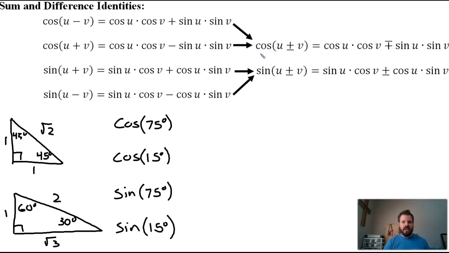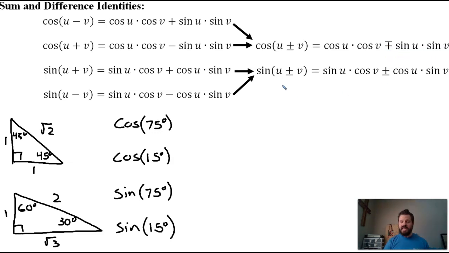The way I've got this set up is, notice cosine of u plus or minus v is equal to the cosine of u times the cosine of v, and then I have a minus plus. If it's a plus minus here and a minus plus here, that just means these two signs are going to be opposites at all times. Then sine u, sine v.